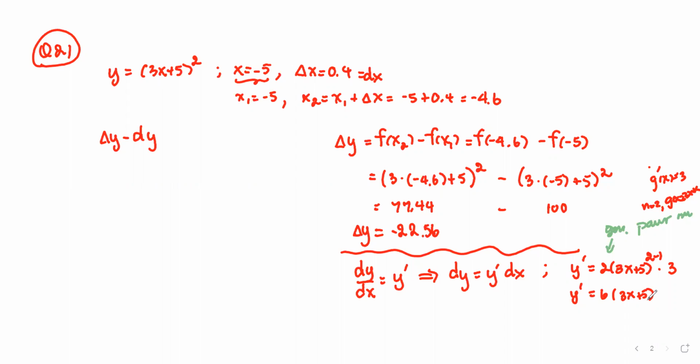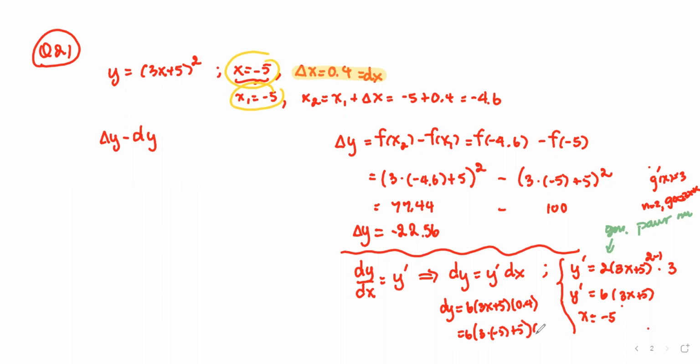You got the same? Yeah. And then put in here. So then the dy or the differential y is 6 multiplied by 3x plus 5 and multiplied by dx. Dx is the same as 0.4. And what is the x that we are using? The x is the current x value, which means the x1. So then replace x with the value negative 5. So we bring it into the problem to find the differential dy. So 6 multiplied by 3 times negative 5 plus 5, and then multiply by 0.4.